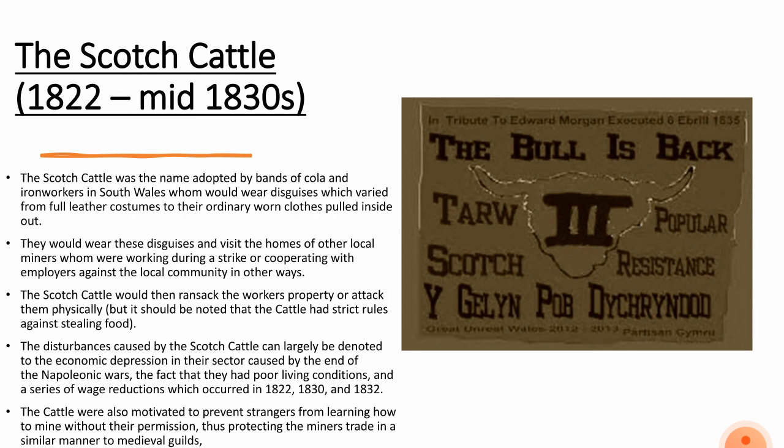The disturbances caused by the Scotch Cattle can largely be attributed to the economic depression in their sector caused by the end of the Napoleonic Wars, the fact that they had poor living conditions, and a series of wage reductions which occurred in 1822, 1830, and 1832, the years where Scotch Cattle disturbances were the most serious. The Cattle were also motivated to prevent strangers from learning how to mine without their permission, thus protecting the miners' trade in a similar manner to medieval guilds.